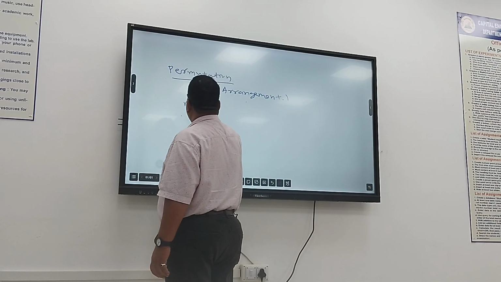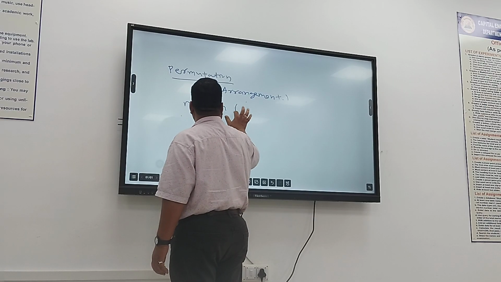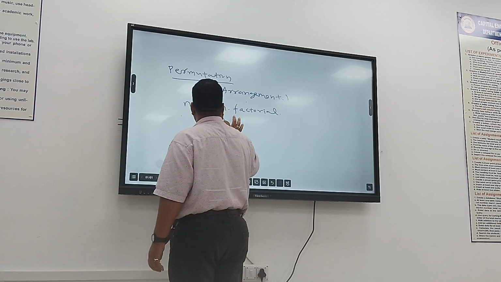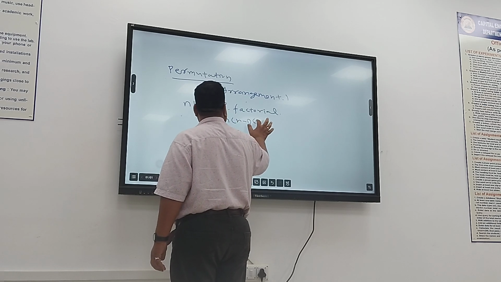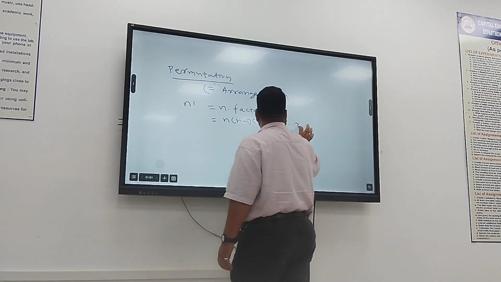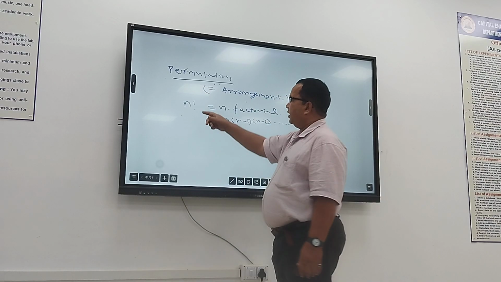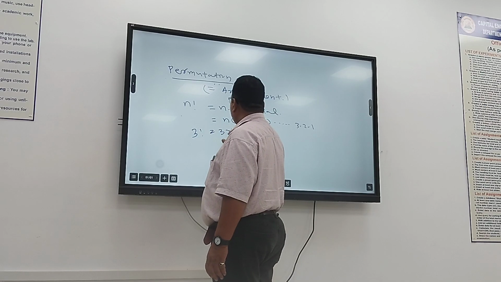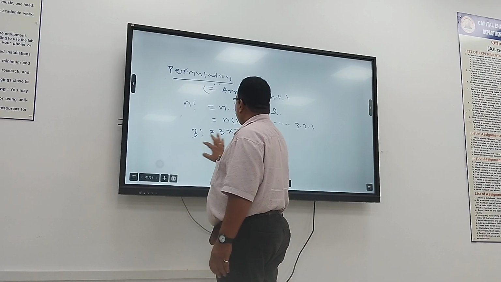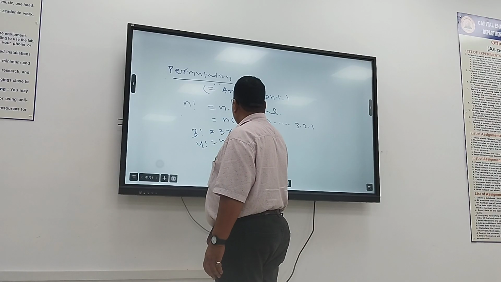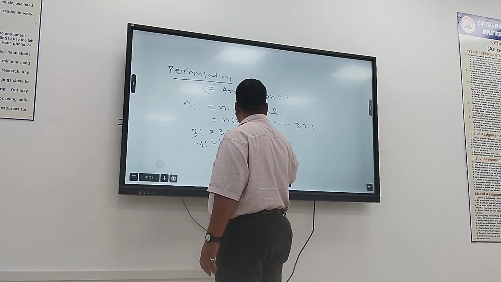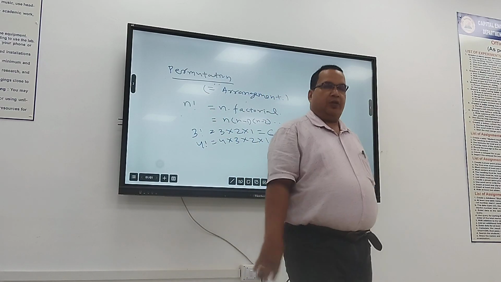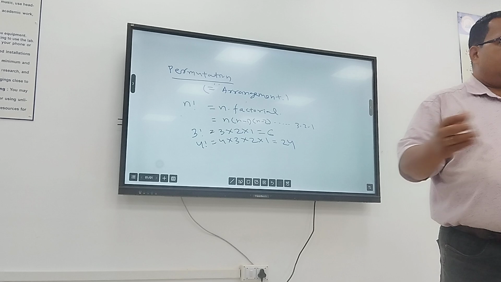Here we use the symbol like this. This is called n factorial. N factorial means you multiply n, then n minus 1, n minus 2, up to 3, 2, 1. That is a shortcut way we can write it. Similarly, 3 factorial means you multiply 3 up to 1. This is 4 factorial. You multiply 4 into 3 into 2 into 1 sequentially. That is 24. So factorial is a representation to write big numbers in a shortcut way.